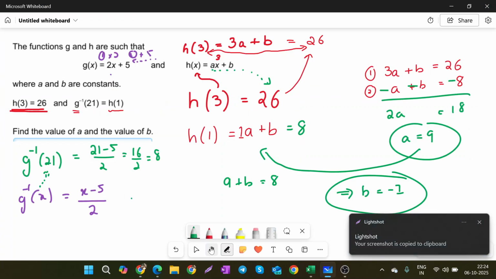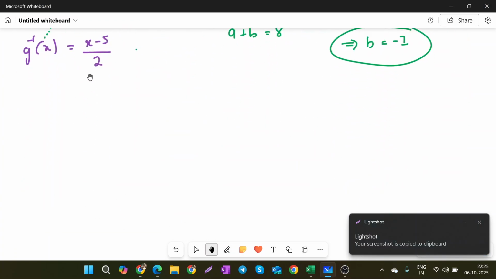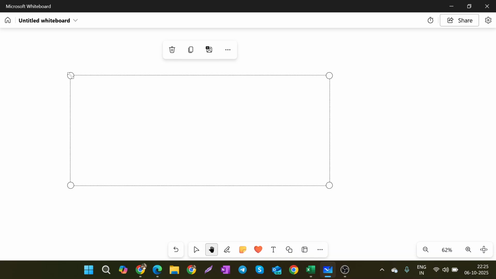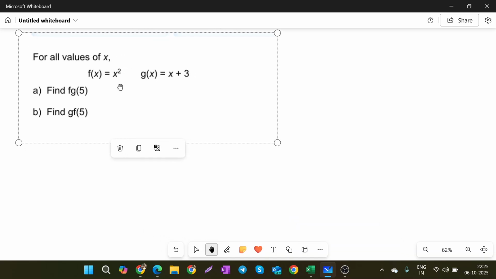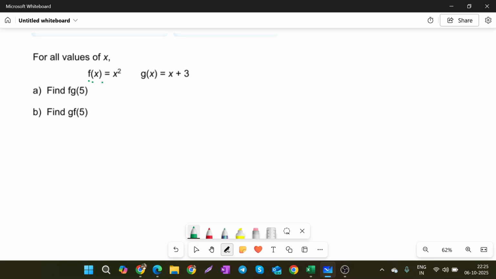Okay. The next one is about composite functions. So let's try a couple of questions from composite functions. For all values of x, we've got f of x is given by that expression, g of x is given by the other expression. So we want to find fg of 5.